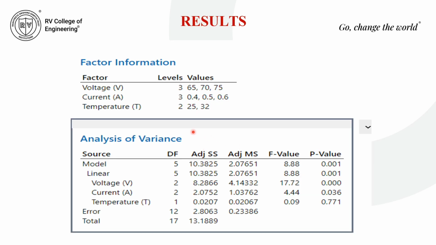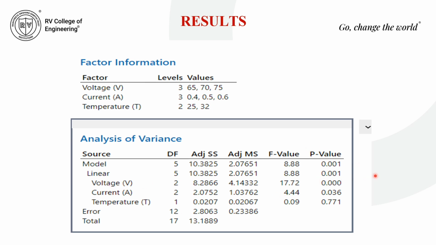So we have seen how to do the analysis in the Minitab software. These are the results I got from the analysis. This is the table of analysis of variance. Here we can see the p values and f values for all the key parameters. For the voltage, the p value is almost 0.